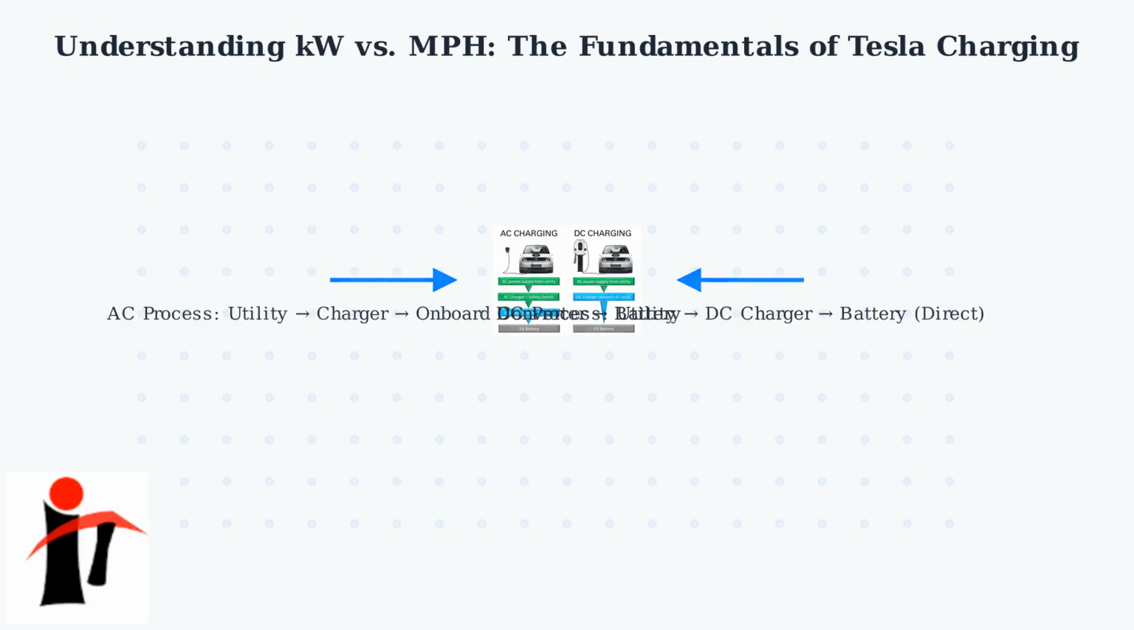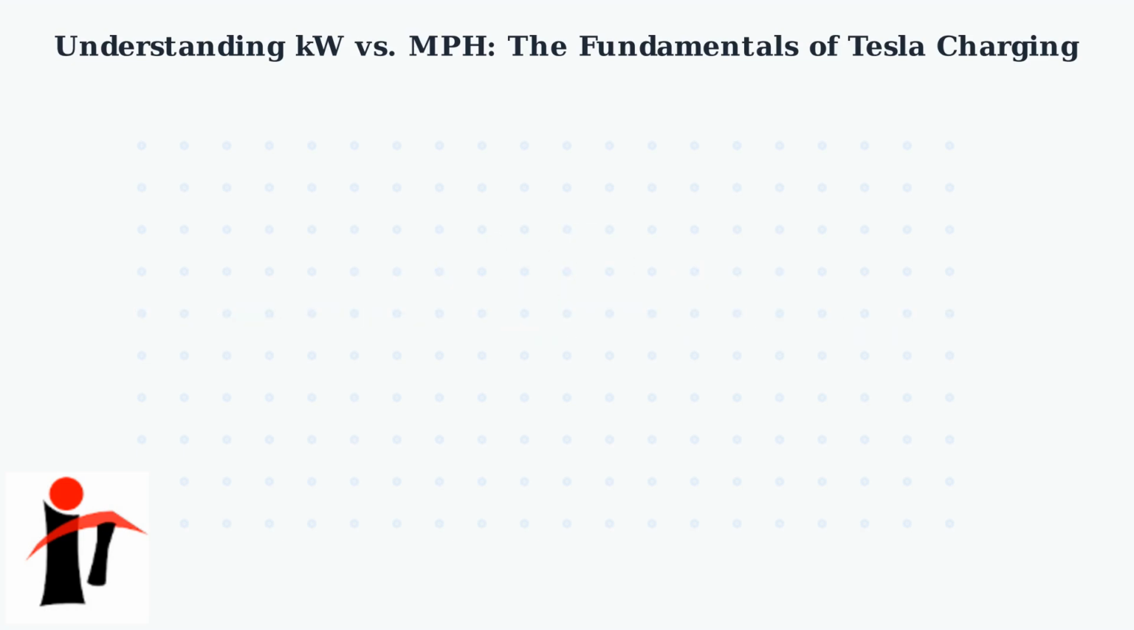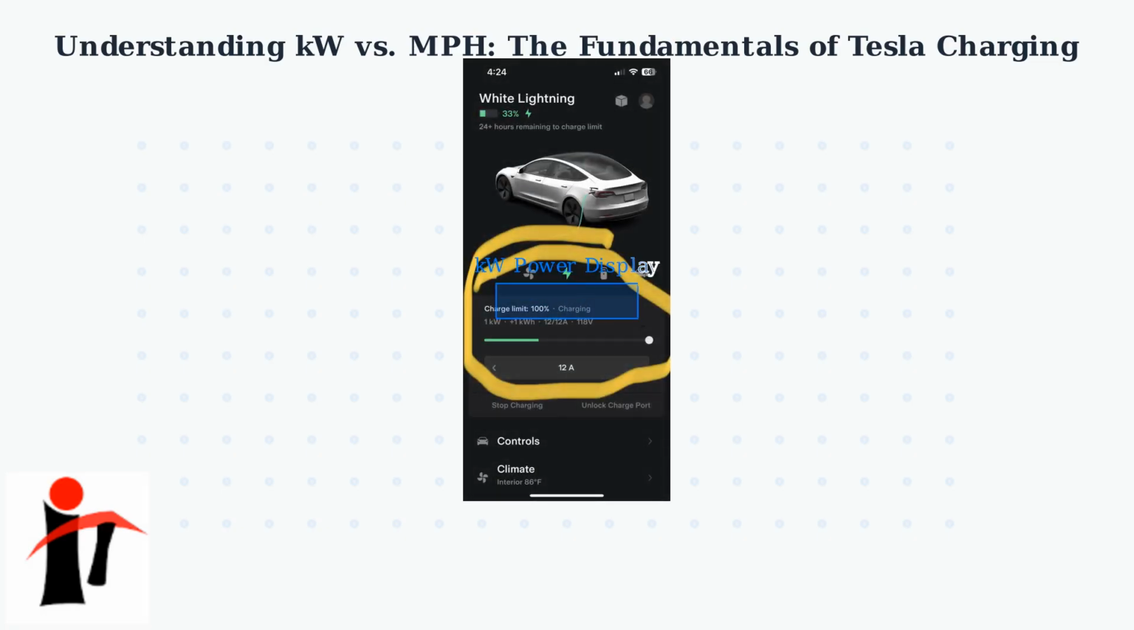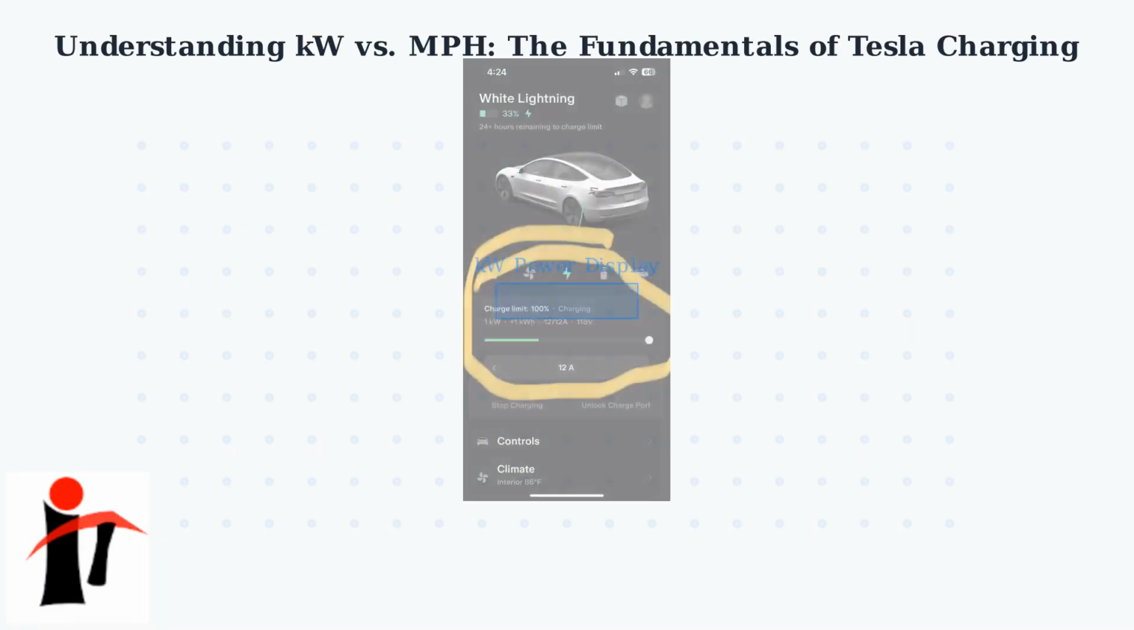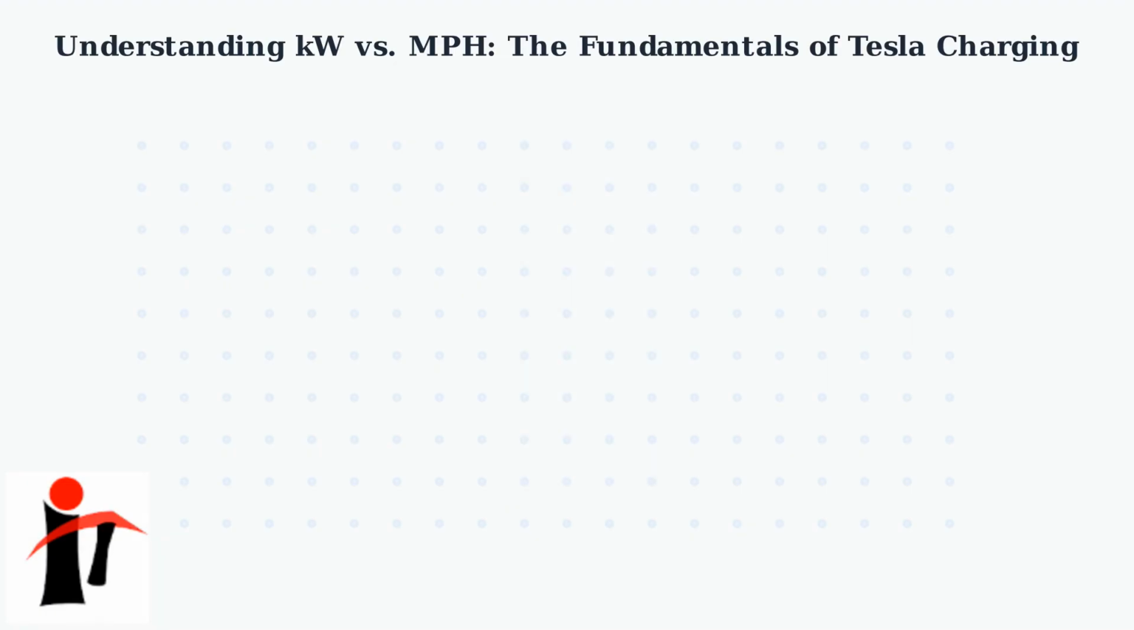With AC charging, power flows from the utility through a charger and the vehicle's onboard converter before reaching the battery. DC charging bypasses the onboard charger, delivering power more efficiently for faster charging. The Tesla app displays charging power in kilowatts. This shows the raw power draw from the charger.